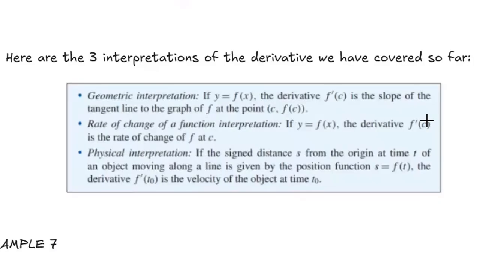To this point, we've had three interpretations of the derivative. The geometric interpretation: if y is a function, the derivative f prime of c is the slope of the tangent line to the graph of f at that point. The next interpretation was the rate of change of a function, and f prime of c in that context represented the rate of change of the function at c. And then finally, the physical interpretation, where f prime of c or f prime of t naught would represent the instantaneous velocity, or just velocity, of the object at time t naught.